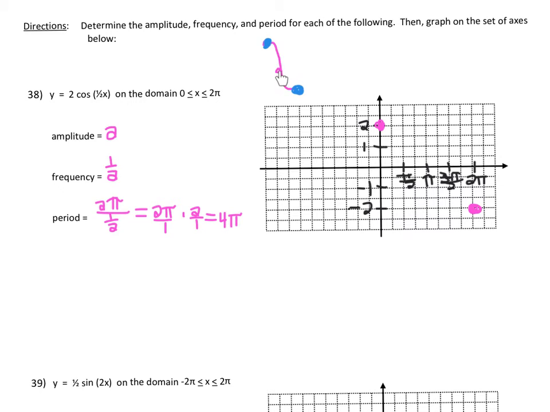So now I just have to plot this point in the middle of them. So halfway between 0 and 2 pi is pi. And at pi, we're going to be at it on the midline. We're going to be on the x-axis, okay? Because we're at the middle height between the maximum and the minimum. So we're going to be right here on the x-axis.